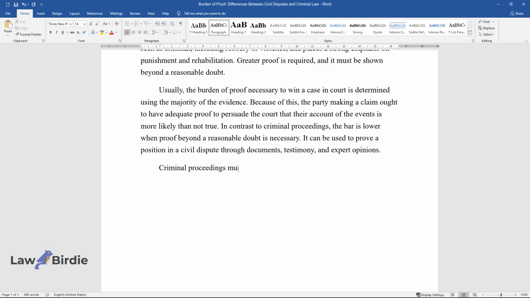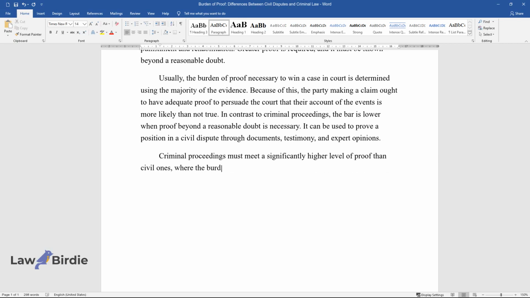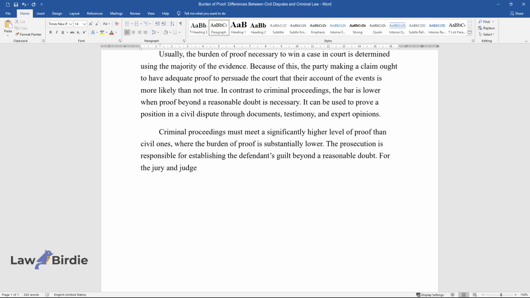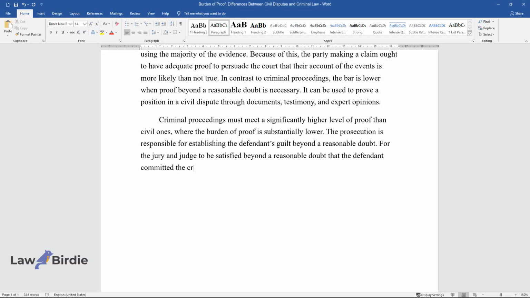Criminal proceedings must meet a significantly higher level of proof than civil ones, where the burden of proof is substantially lower. The prosecution is responsible for establishing the defendant's guilt beyond a reasonable doubt. For the jury and judge to be satisfied beyond a reasonable doubt that the defendant committed the crime, the evidence must be compelling and persuasive.